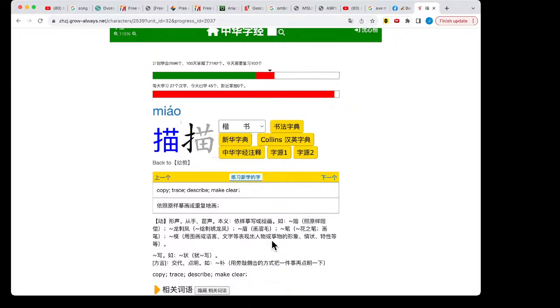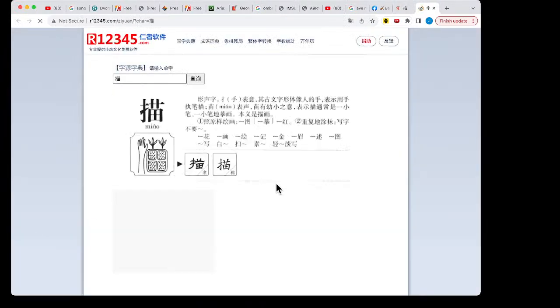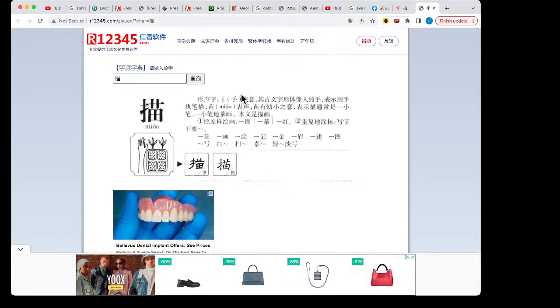Okay, and so basically it's copying, drawing by copying. So that's the basic meaning. And if you look at this character, of course you do that with your hands. That's why there's the hand on the left, and on the right-hand side is the character for miao.